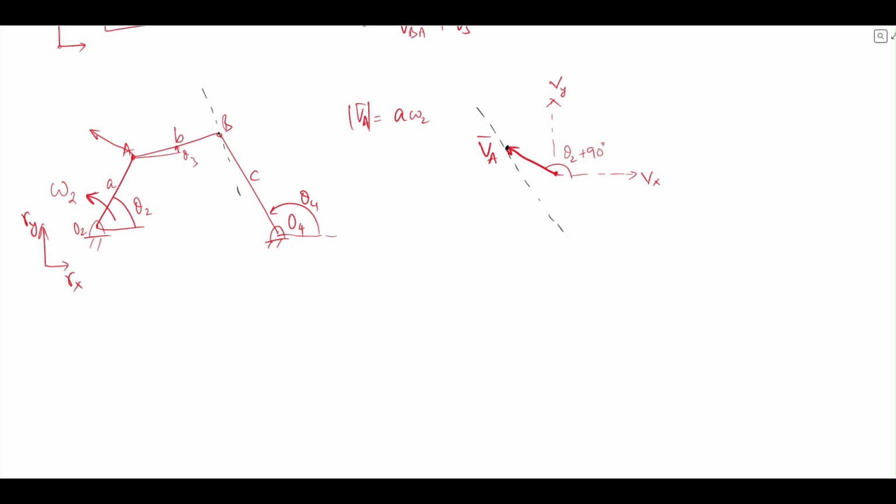We don't know the magnitude of this vector VB with respect to A because we are yet to find what is omega 3. We also don't know whether it is this way or this way. Similarly, we don't know whether omega 4 is clockwise or anti-clockwise. We are trying to find these two, but we know, based on the fact that O4 doesn't have any velocity and B can be measured with respect to O, we have VB to be perpendicular to BO4.